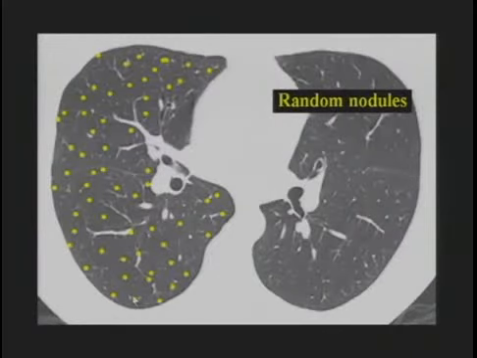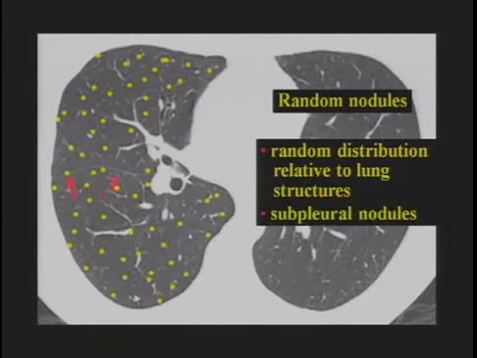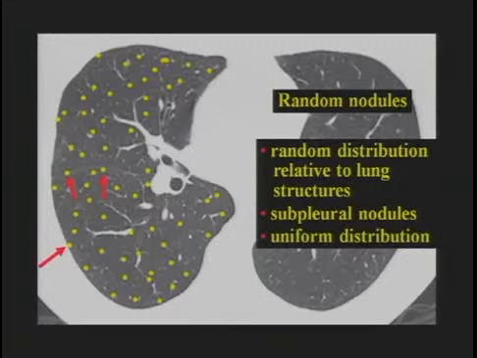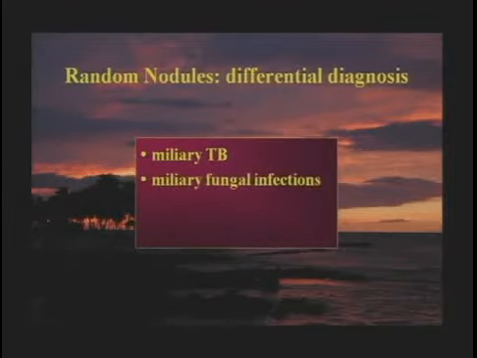The second pattern of nodules is termed random. Random distribution relative to lung structures. They occur anywhere and everywhere. You see subpleural nodules in this pattern, but there's no predominance in the subpleural regions, an overall uniform distribution. Differential diagnosis is hematogenous disease, miliary tuberculosis, miliary fungal infections, hematogenous mets.